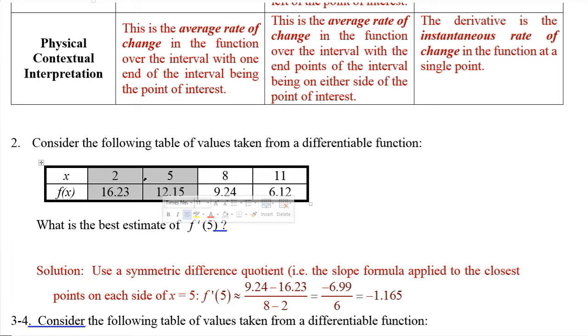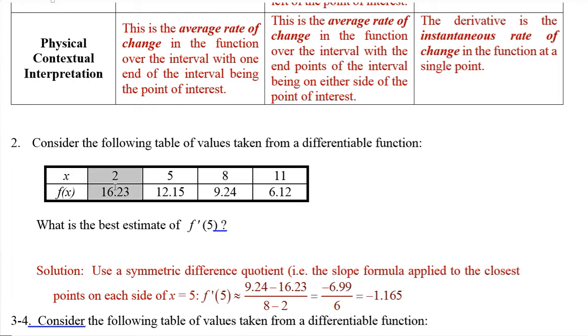But the best way to do it is to take this one and this one and average the two, which is found more easily by just doing a symmetric difference quotient. That is, taking this point at 2, 16.23 and 8, 9.24, and just do the good old slope formula. So it's delta y, that's 9.24 minus 16.23, that's the numerator. And then divide by delta x, which is 8 minus 2. Of course, 8 minus 2 is 6. 9.24 minus 16.23 is negative 6.99.